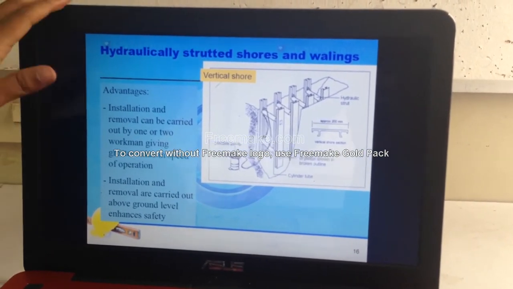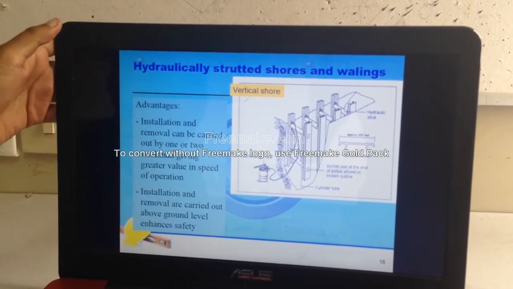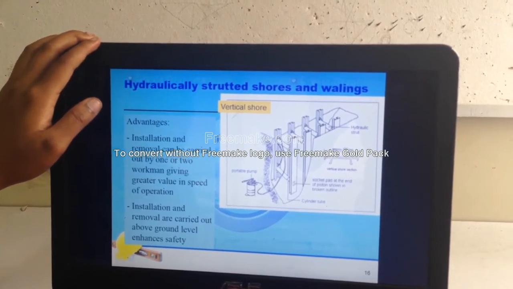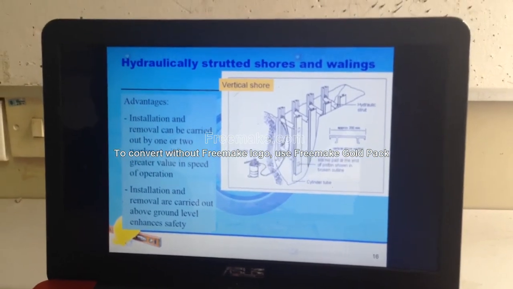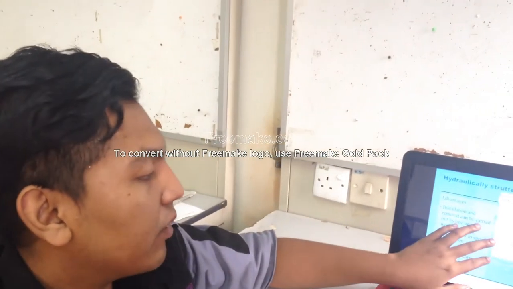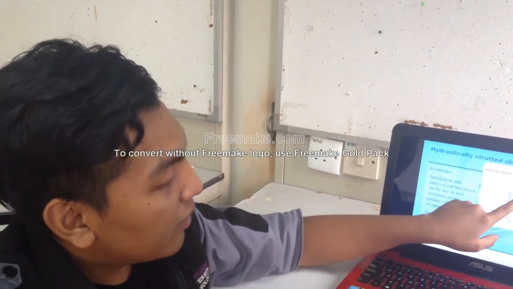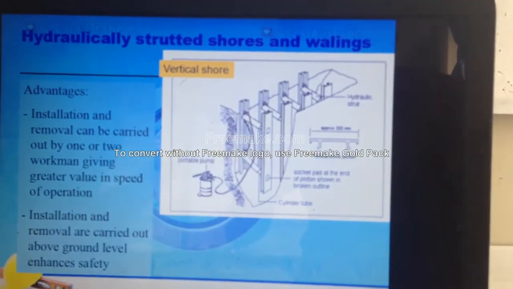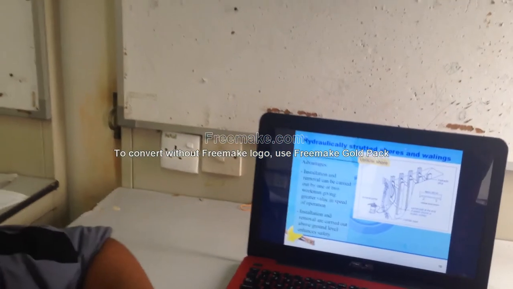The advantage of this is that installation and removal can be carried out by one or two workmen, giving greater value in speed of operation. Installation and removal are carried out above ground level for safety. This is because we use hydraulics, because hydraulics can easily pump out this vertical shore section, so that it can give a greater gap to hold the column.